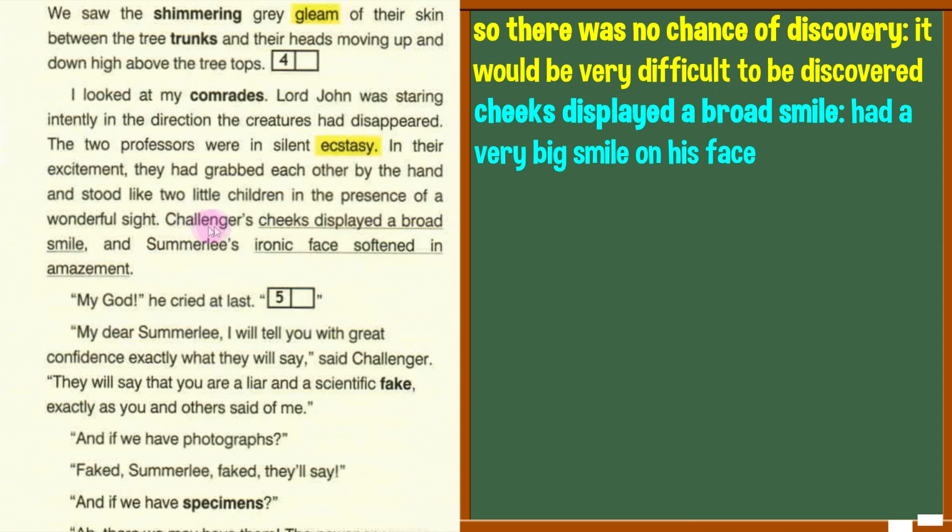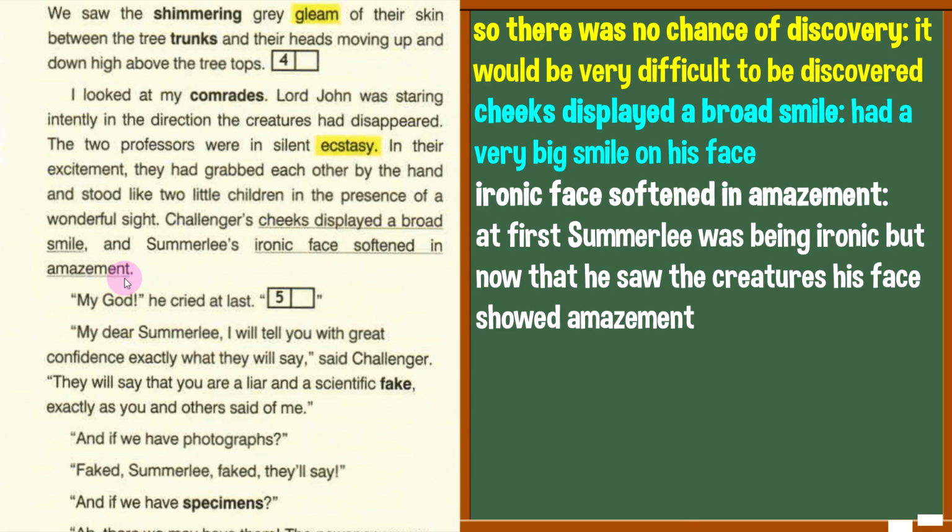Cheeks displayed a broad smile, had a very big smile on his face. То есть профессор Челленджер так широко улыбался, что улыбка даже заползла на его щеки. Ironic face softened in amazement. At first, Summerlee was being ironic, but now that he saw the creatures, his face showed amazement. То есть его ироничное выражение лица смягчилось, разгладилось от удивления.